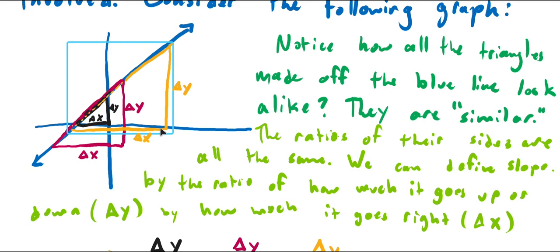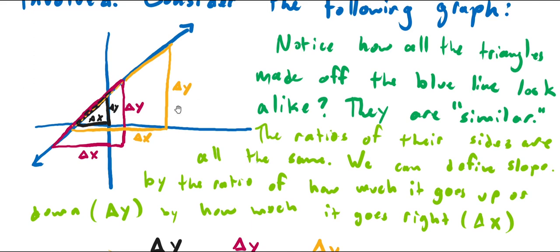But something that you should remember about similar triangles is that the ratio of their legs is always the same. You know, this black delta x and this red delta x, we'll talk more about that symbol in a second. They might be different in size from one another, but if we compare them between each other, black to black, red to red, or yellow to yellow, they're all going to have the same ratio.